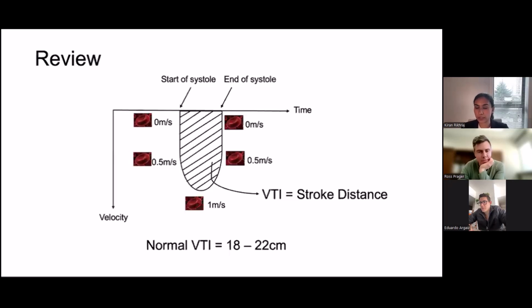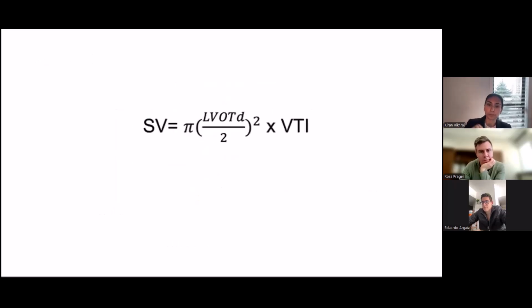I think that's really important to keep in mind when you're assessing a patient in shock. As we'll talk about later, the change in your VTI is just as important, if not more important, than the absolute number of your VTI. So Ross, you then asked me, why should we use VTI instead of stroke volume or cardiac output?